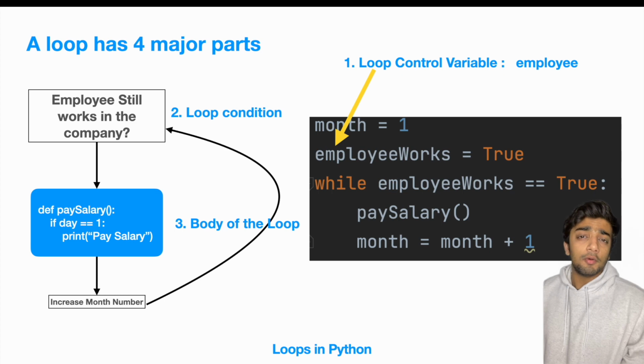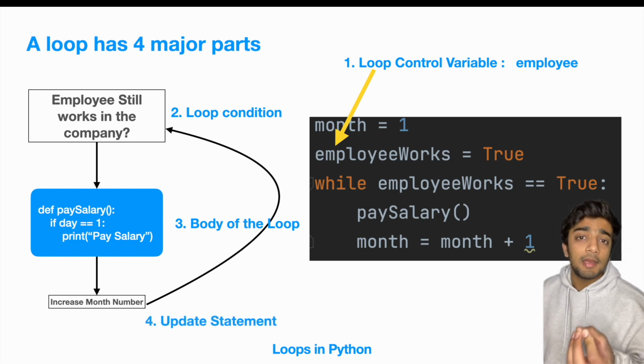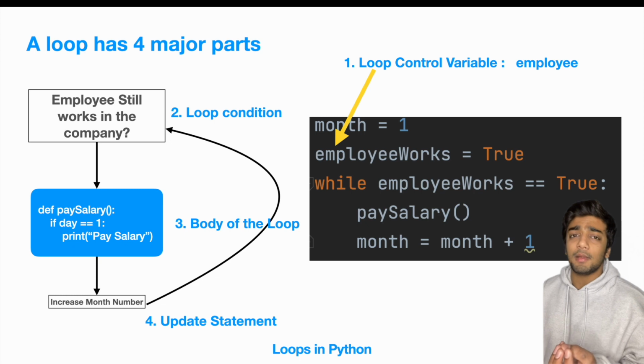Next, the body of the loop. The body of the loop is the code that you want to execute in the loop. In this case, the body of our loop is the pay salary function, right? So we just call the pay salary function in the body of our loop every time it goes back around in a circle. And once the body of the loop is executed, you have your fourth part, which is called the update or the increment and decrement statement.